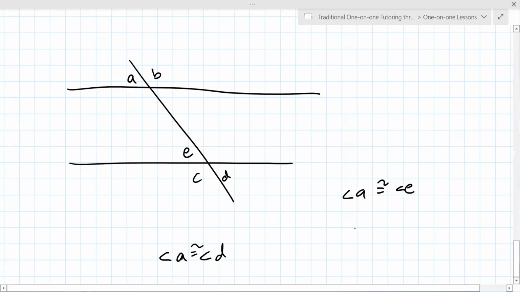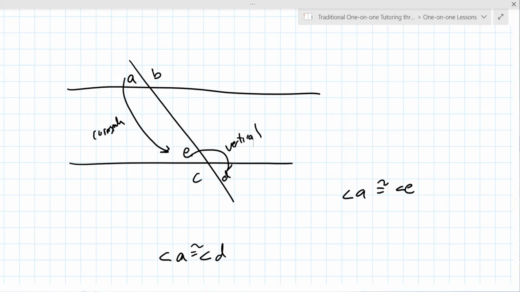Could I go to my notes, or just from memory? Yeah, just off the top, that's okay. So angle 1 and angle 5 are corresponding. Do you see how angle 1 is sort of top left and 5 is top left? Okay. So does that mean that they're the same in a sense?